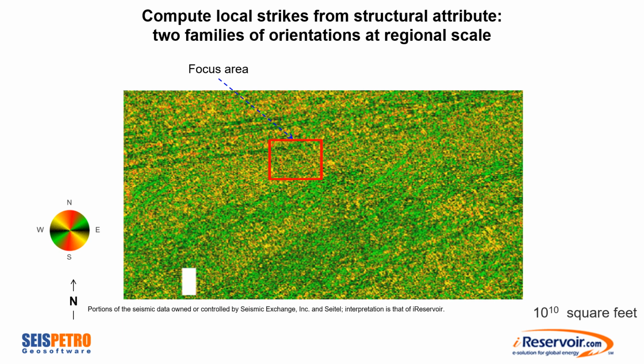Then we compute local strikes from the structural attribute by estimating the local gradients of the data. This figure shows local strike orientations using a circular color scale. These green colors represent orientations north 45 east, which seems to be the dominant orientation, whereas the yellow colors represent the secondary north 45 west orientation. So the question is, are these actual natural fracture orientations? Well, the answer is not yet, until we compare them with actual natural fracture orientations from independent data.